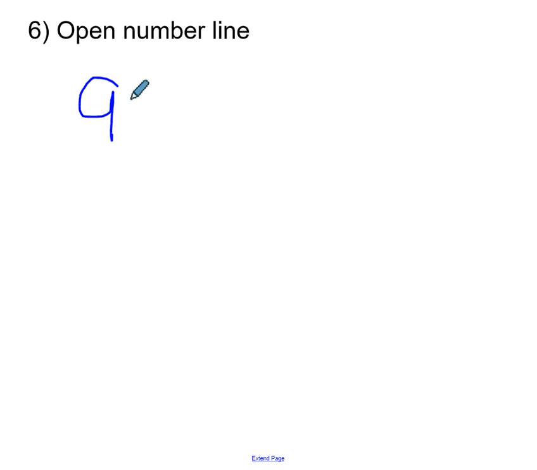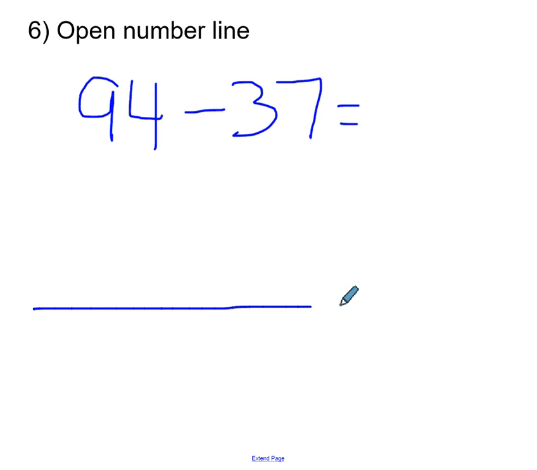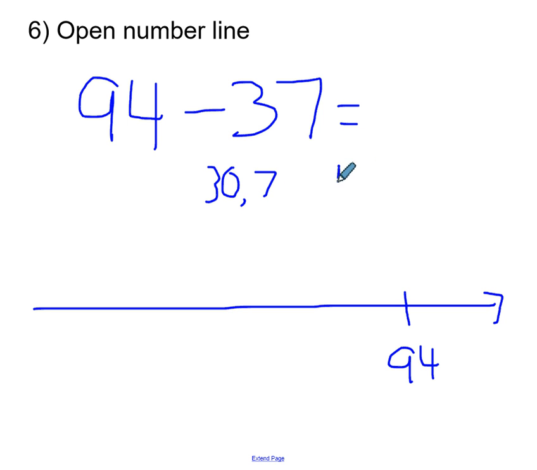The last strategy is using an open number line. So for example, if you have to do 94 minus 37, you can show your number line. Don't take too much time to do your number line because it's called open number line. We want to do it quickly. So 94, you need to take away 37. So you can make different jumps. Some of you will make a jump of 30 and a jump of 7. Some of you will make a jump of 4 and then a jump of 30 and then a jump of 3. There's different ways you can show your jumps.